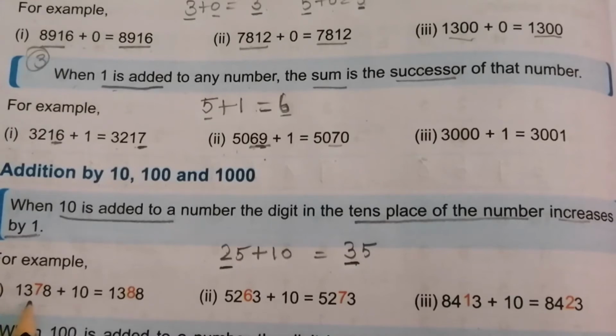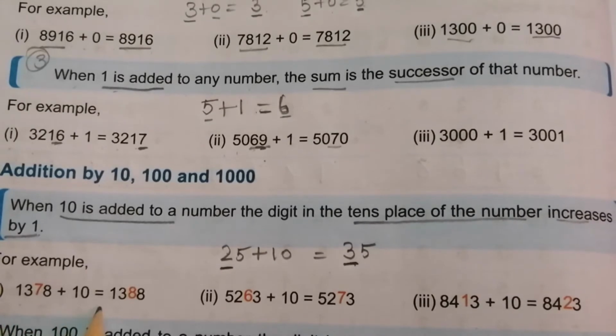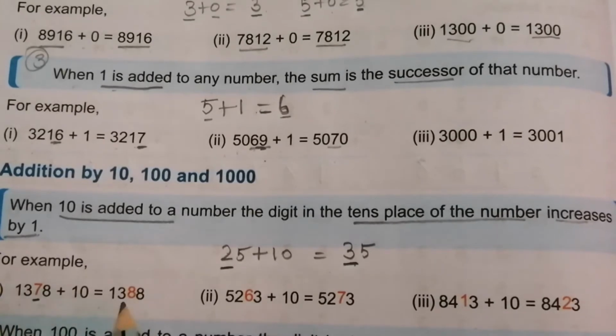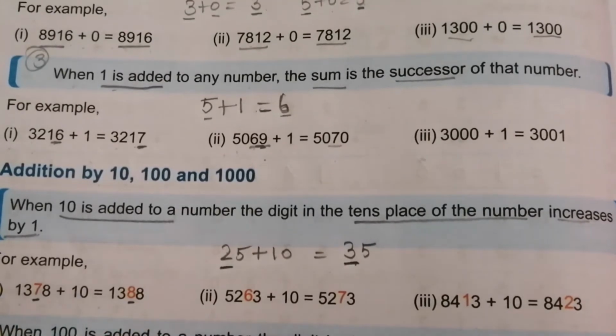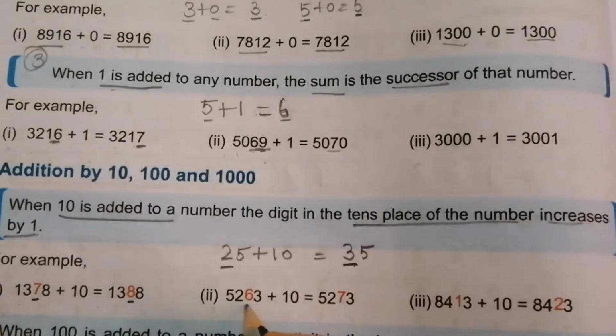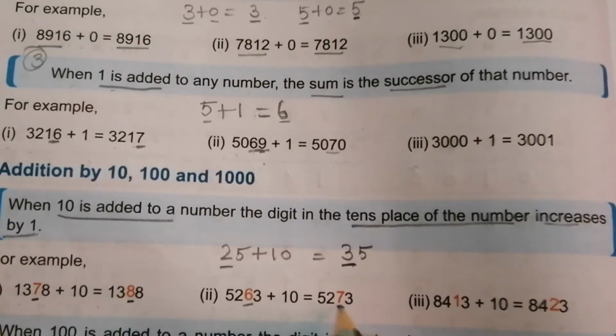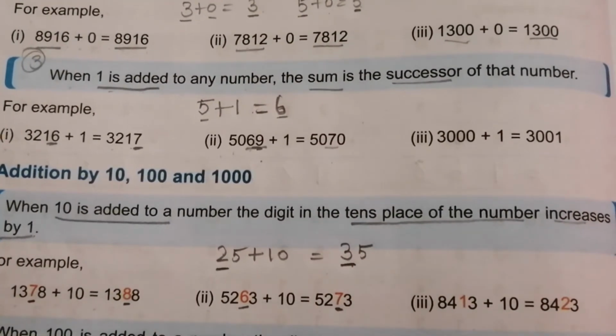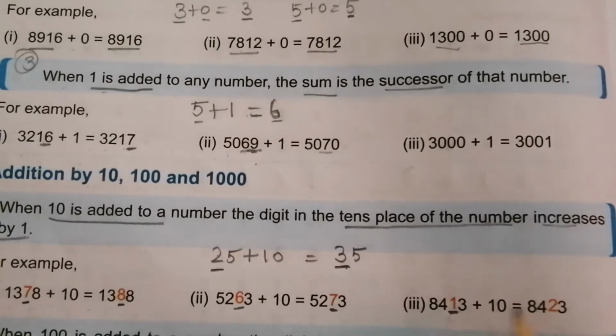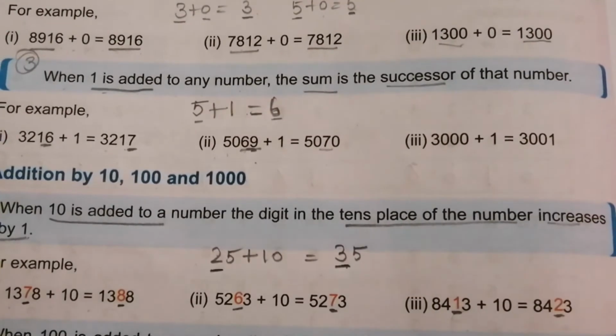Example 1, 1378 plus 10 equals 1388. So there is an increase in tens place value. Second one, 5263 plus 10 equals 5273. So there is an increase in tens place value. And third one, 8413 plus 10 equals 8423. There is a change in tens place value only.